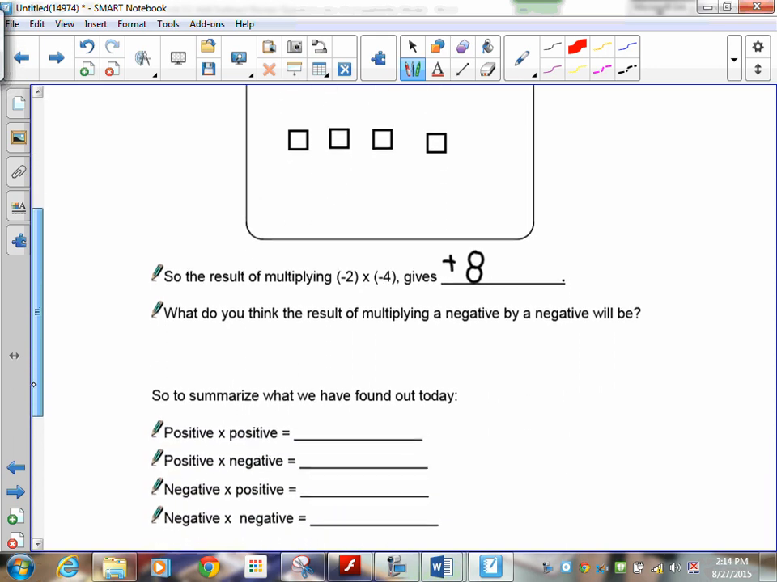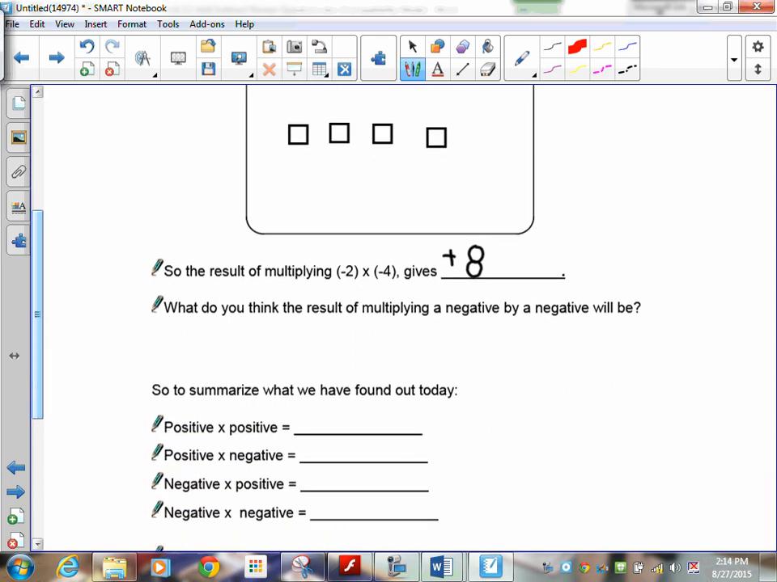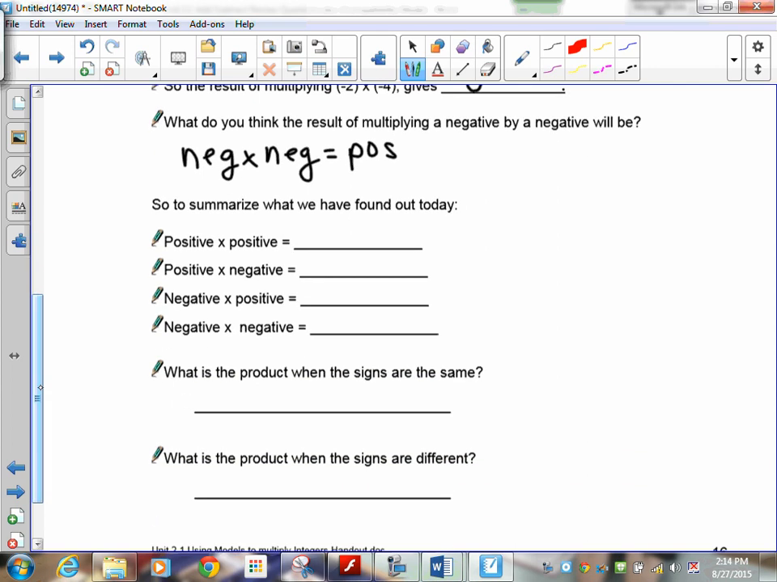So what do you think the result of a negative by a negative will always be? Well, if you check the last two examples, you would have seen that a negative times a negative is equal to a positive. All right. You will have to master all four. You're going to have to show me a positive times a positive, a positive times a negative, a negative times a positive, and a negative times a negative. You're going to have to be able to draw those for me on assignments and on quizzes. So, to summarize what we've done, see if you can fill these four in for me.